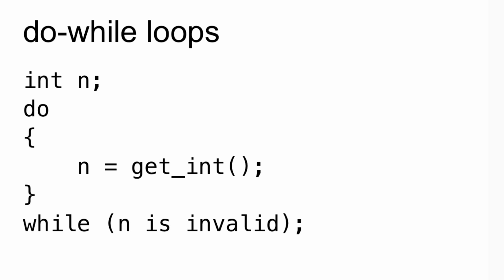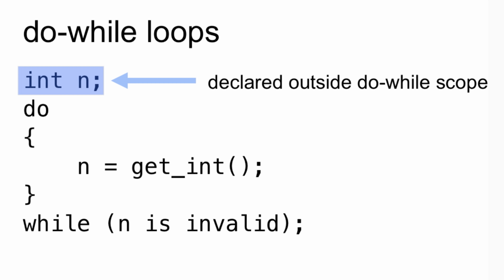If it's invalid, then we'll repeat the process, asking the user to give us another integer, and then only when that integer is valid, we'll continue to whatever comes afterwards. Now you'll notice that the declaration of the integer n is slightly different to what we did before in the previous example, and this is because of scope.